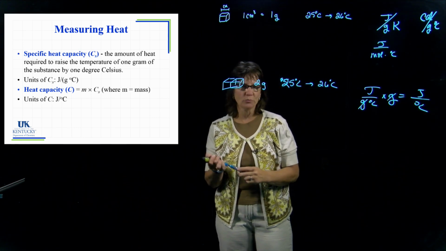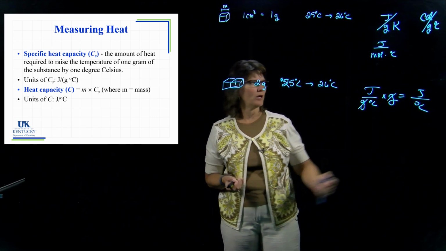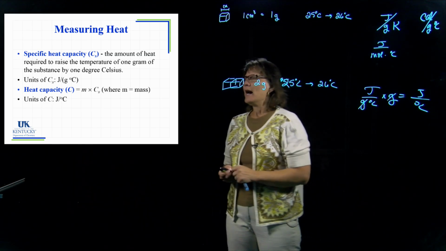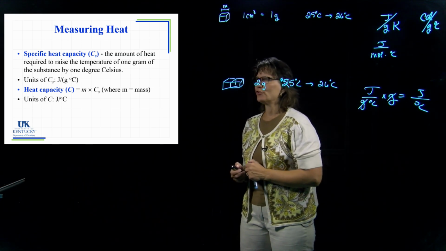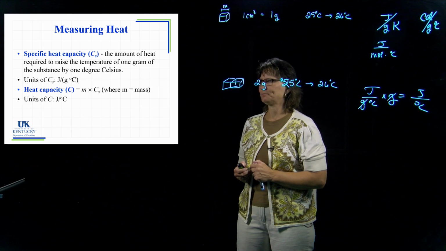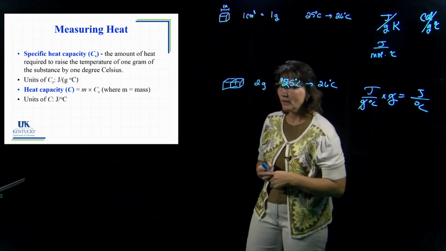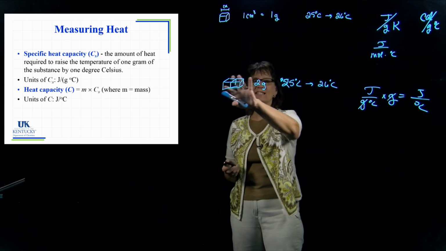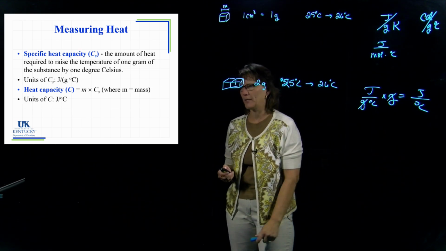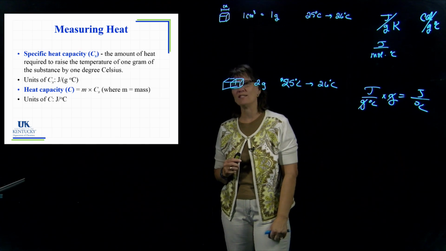So it could be in joules per Kelvin. That would be fine. It wouldn't be numerically any different. And that's the typical units you'll see, though, is joules per degree Celsius. So it's taking into account the full amount that I have and how much it takes energy-wise to raise it by the 1 degree.